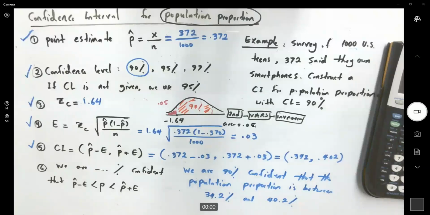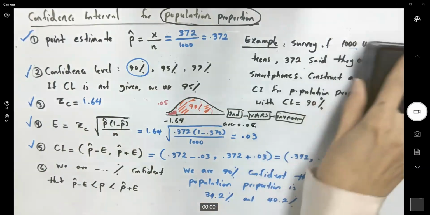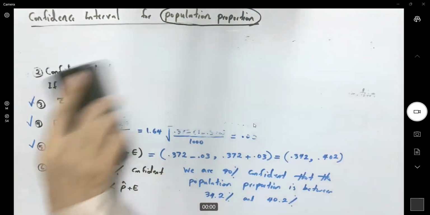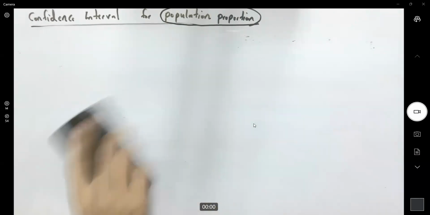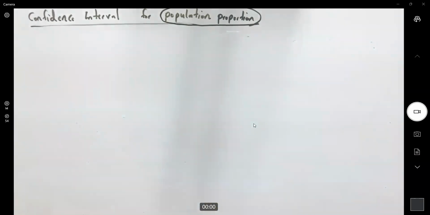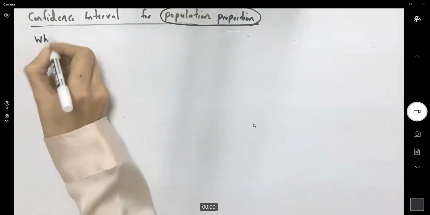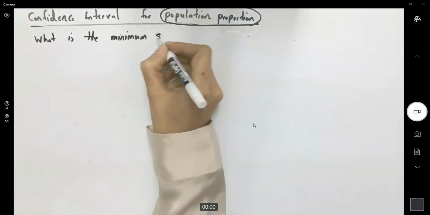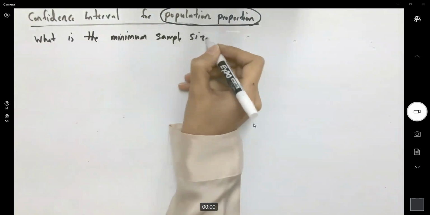Well, we talked about the confidence interval. Now I expect you to ask, how do I find the minimum sample size needed for that estimation? Can I take any sample? Let us erase these and write down information here. What is the minimum sample size?